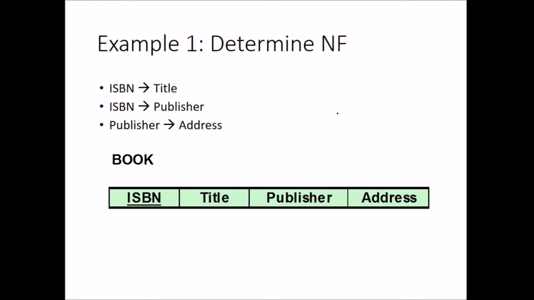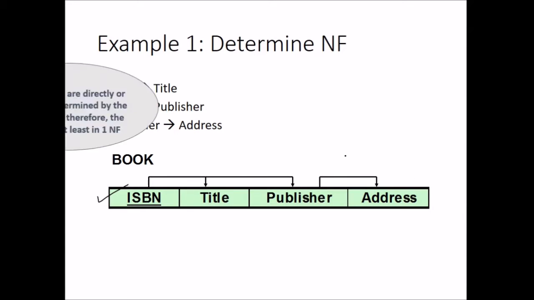Now let us come to an example. Can you determine in which normal form this is? There is one primary key, ISBN, and these are the non-key attributes. ISBN can identify a title, ISBN can identify publisher, ISBN can identify the address.